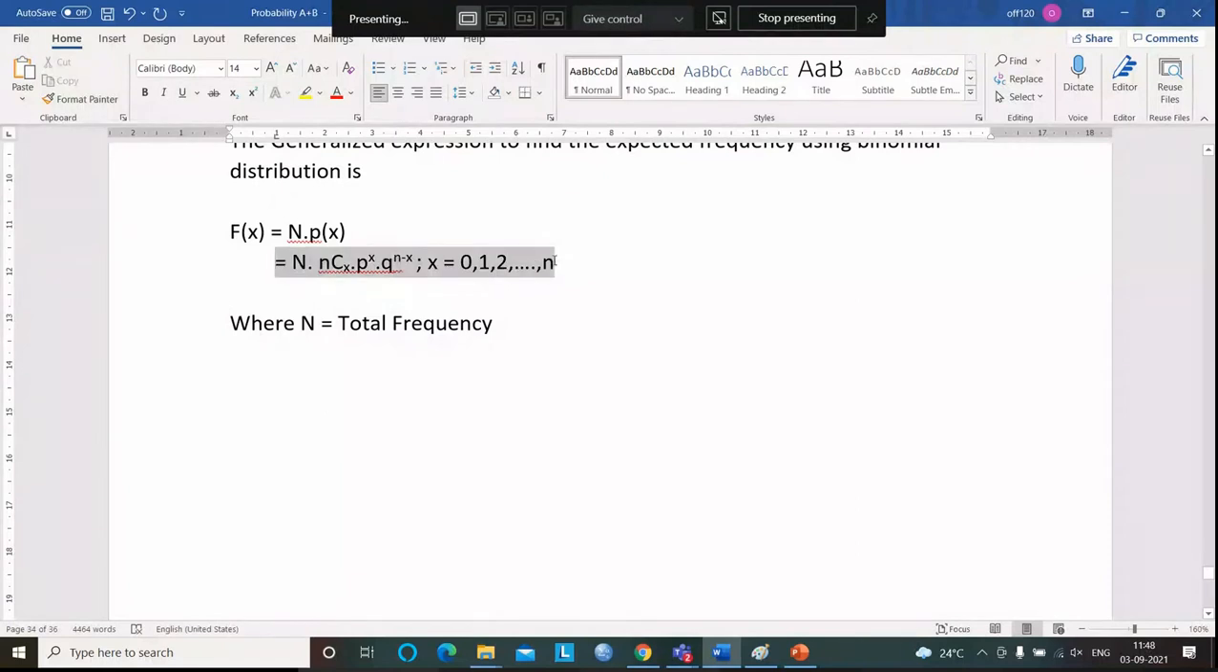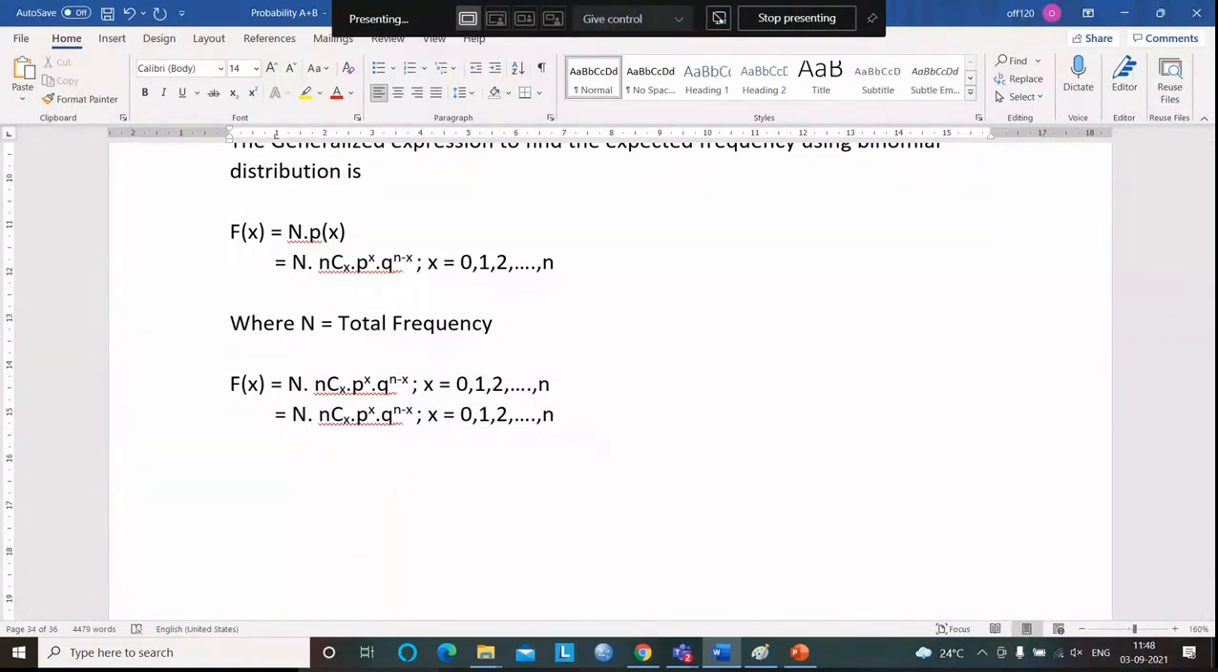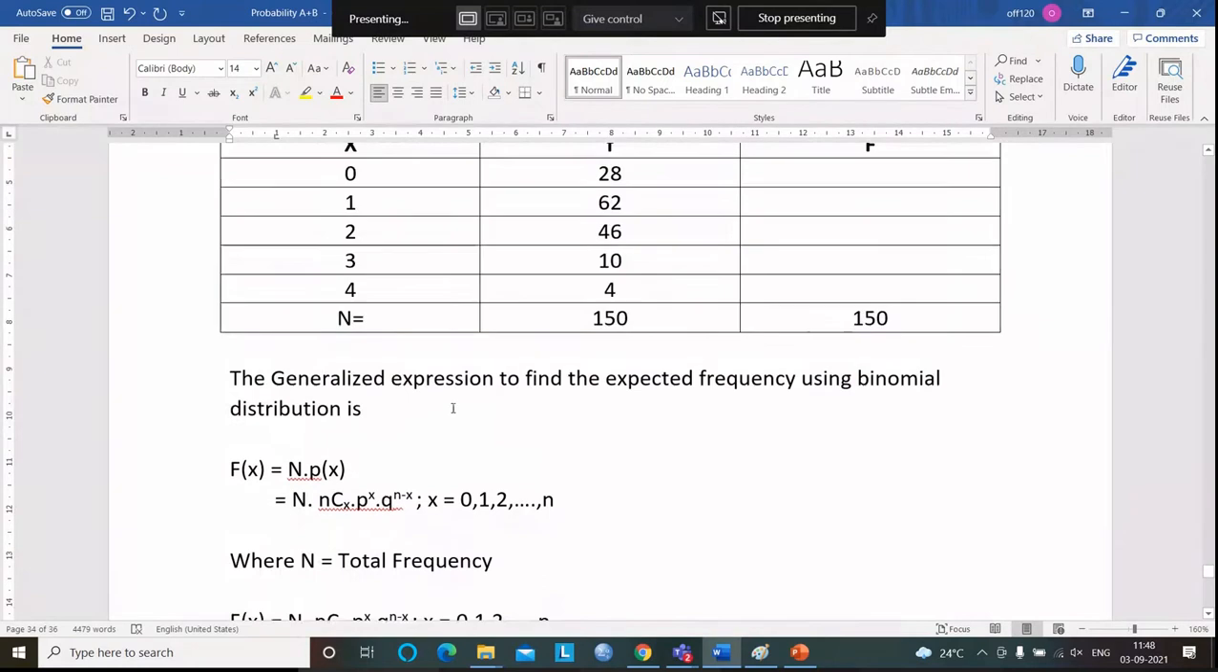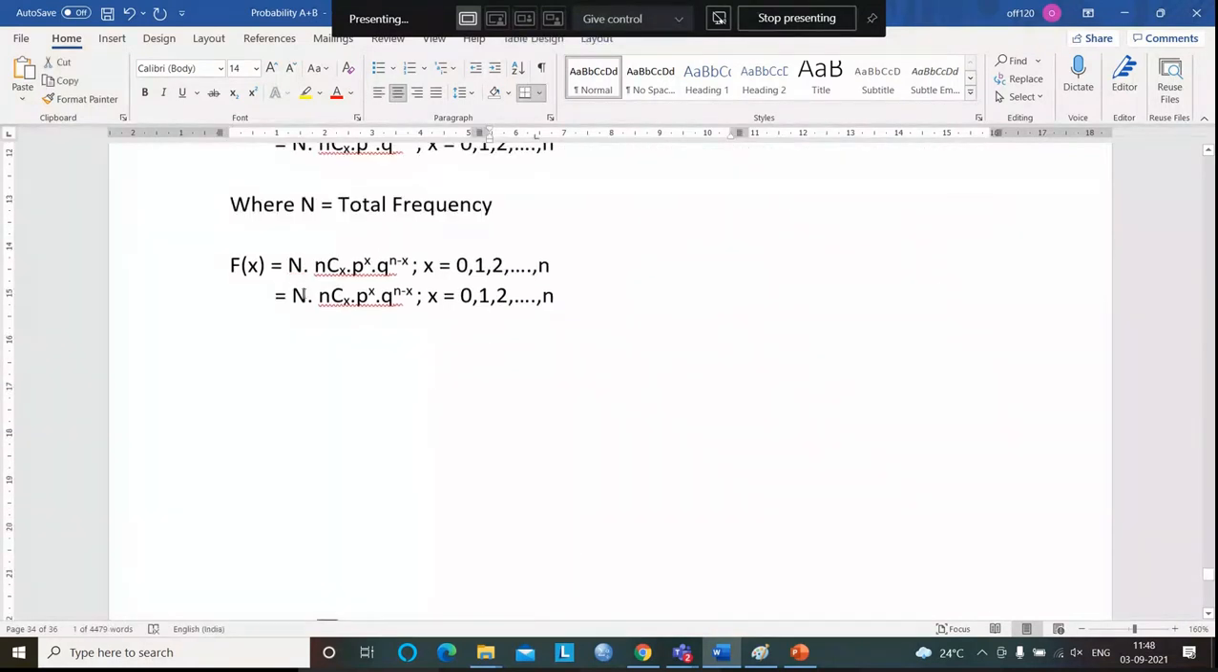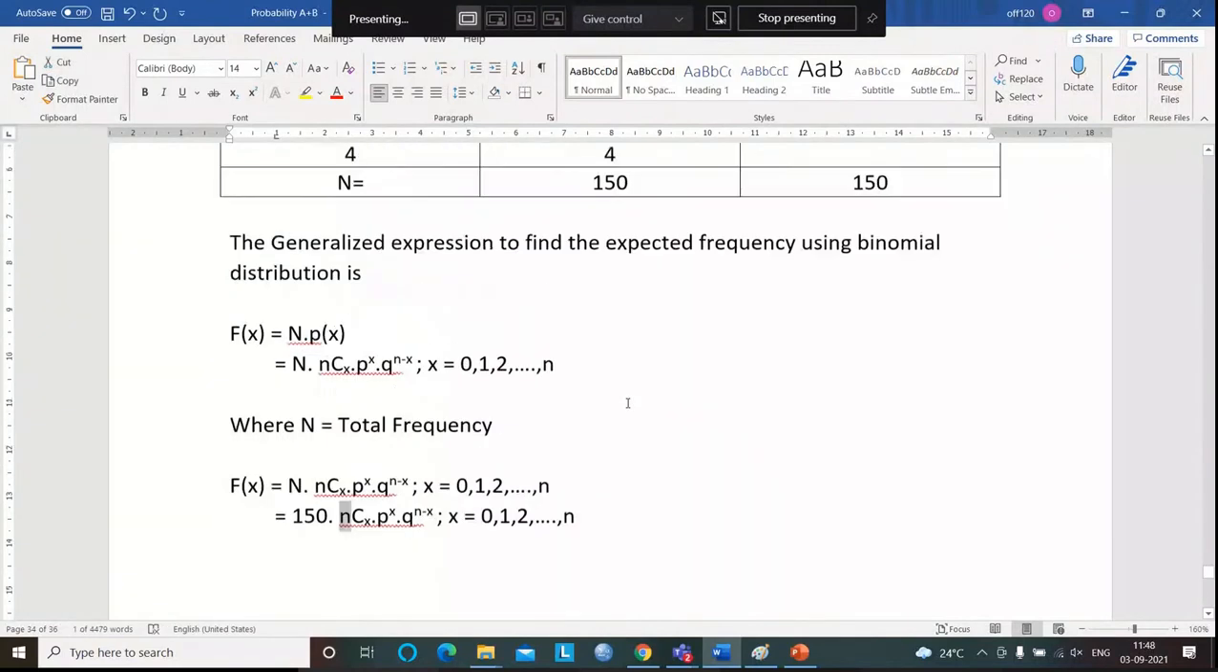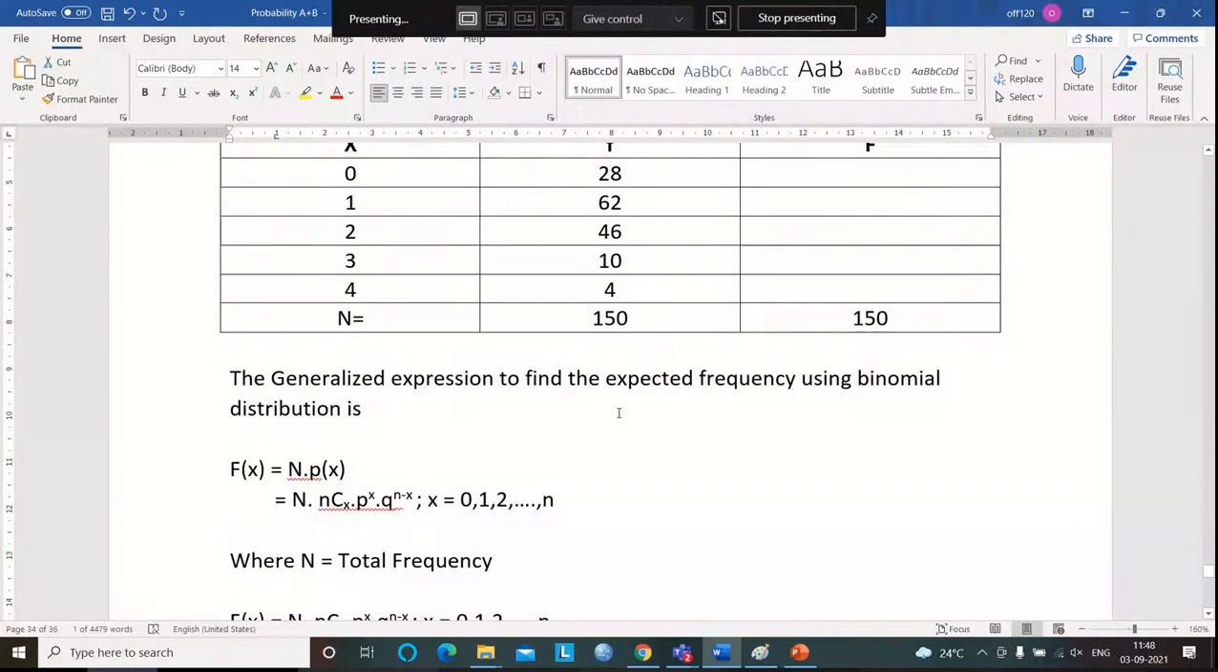Let me consider these values. Now, F of x is equal to nCx into p power x into q power n minus x. What do you mean by capital N here? I just now told you that it is total frequency. Total frequency means the addition of frequency values, that is 150. And what do you mean by small n? Number of observations, actually. How many observations are there? 5 observations are there: 0, 1, 2, 3, 4.